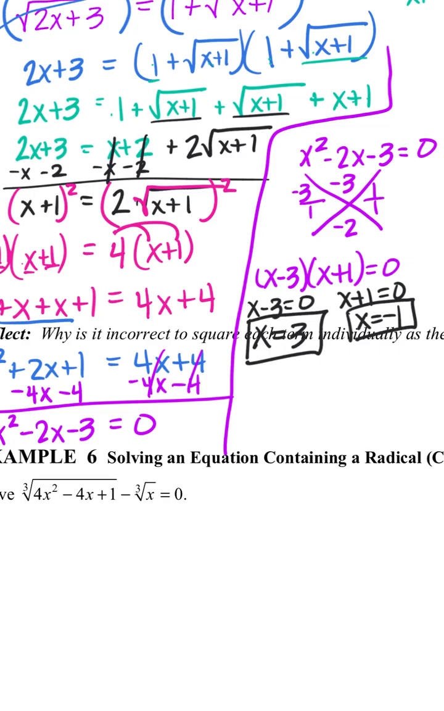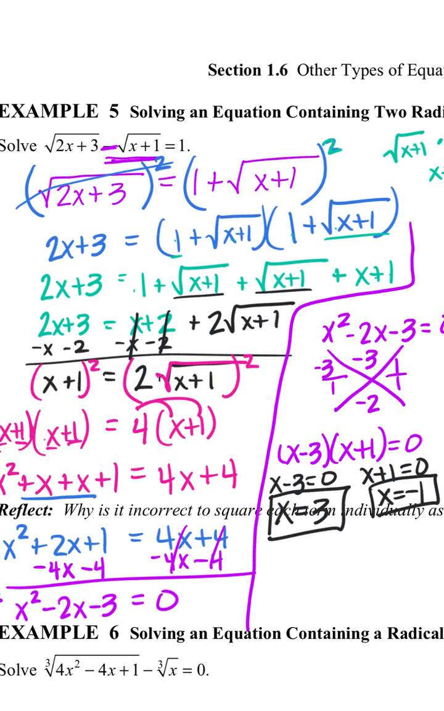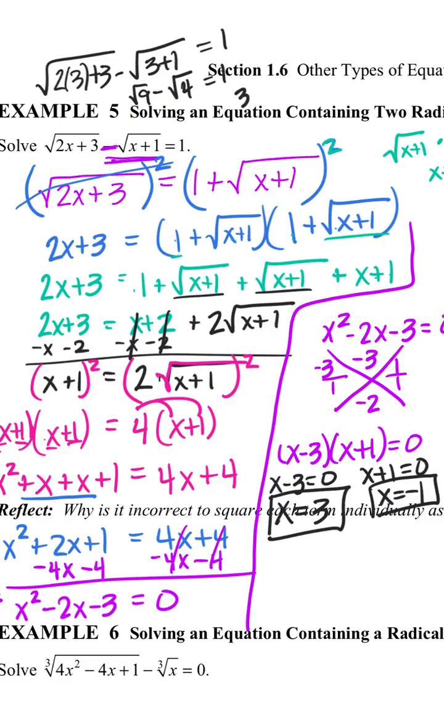And when I plug them both in, they're both going to work. So when I plug them into the original equation up here, if I plug in a 3, this is going to be 6 plus 3, which is 9. So 2 times 3 plus 3 is the square root, minus the square root of 3 plus 1, equals 1. So does it work? You've got the square root of 9 minus the square root of 4. The square root of 9 is 3. The square root of 4 is 2. And that checks out.